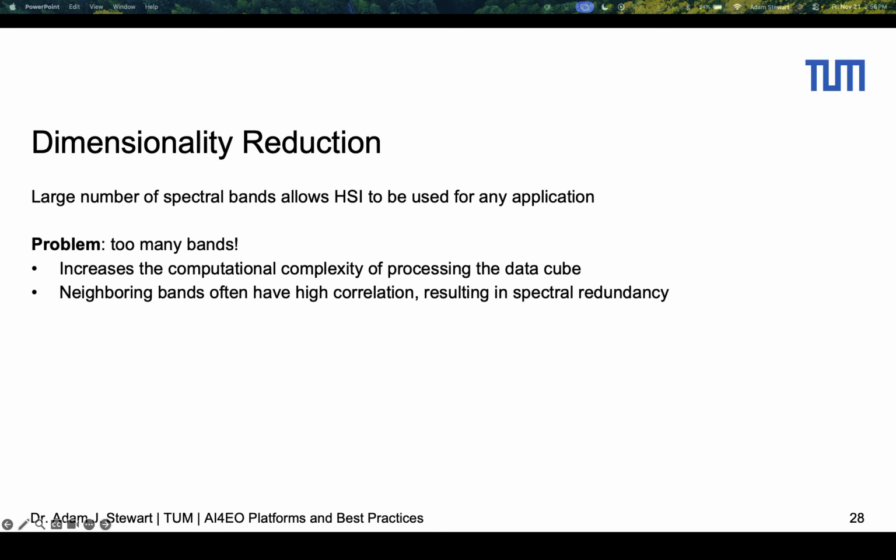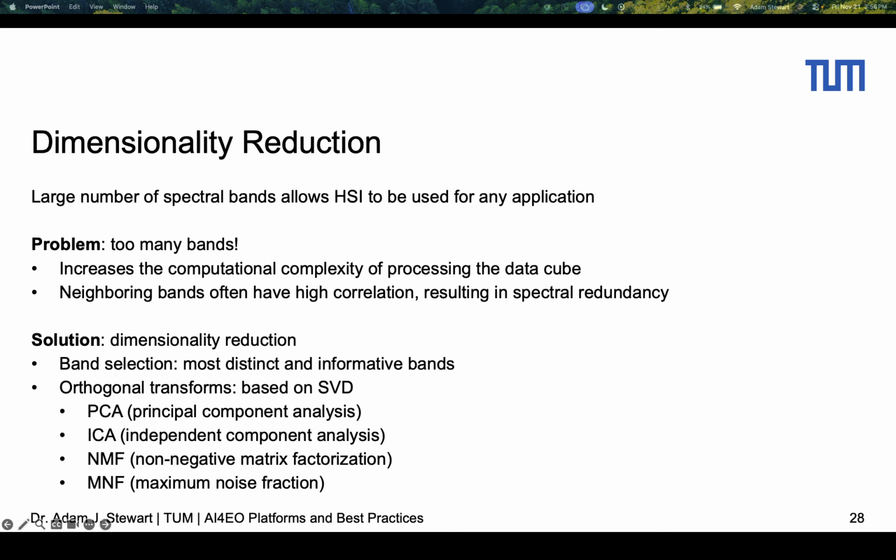The other problem is, as you would expect, if something is bright red, it's probably also bright red plus half a nanometer and minus half a nanometer. So there's a lot of correlation between nearby spectral bands, which results in spectral redundancy. We don't actually need all of that information. The problem is we don't really know which information we do need. There's a lot of different ways to reduce dimensionality that all have their own pros and cons.